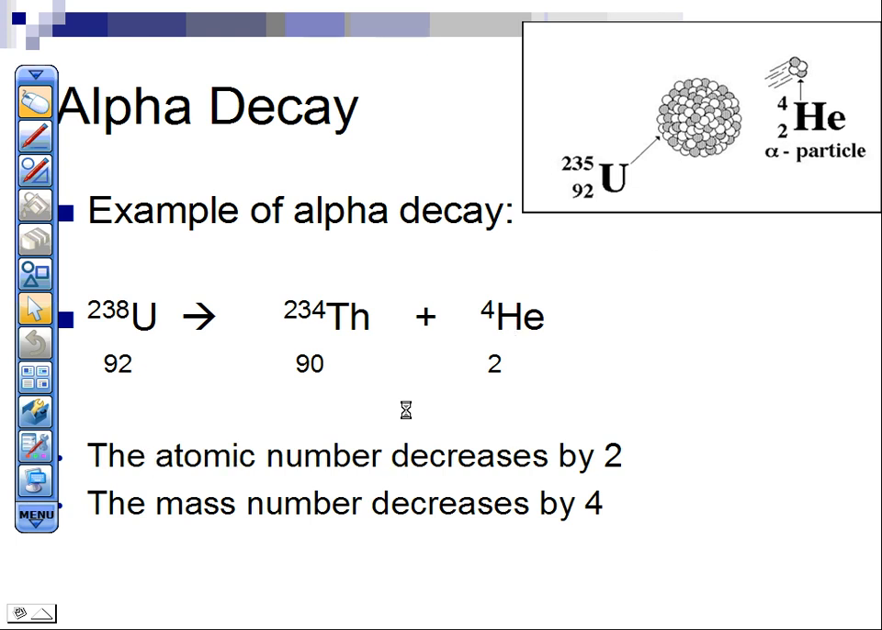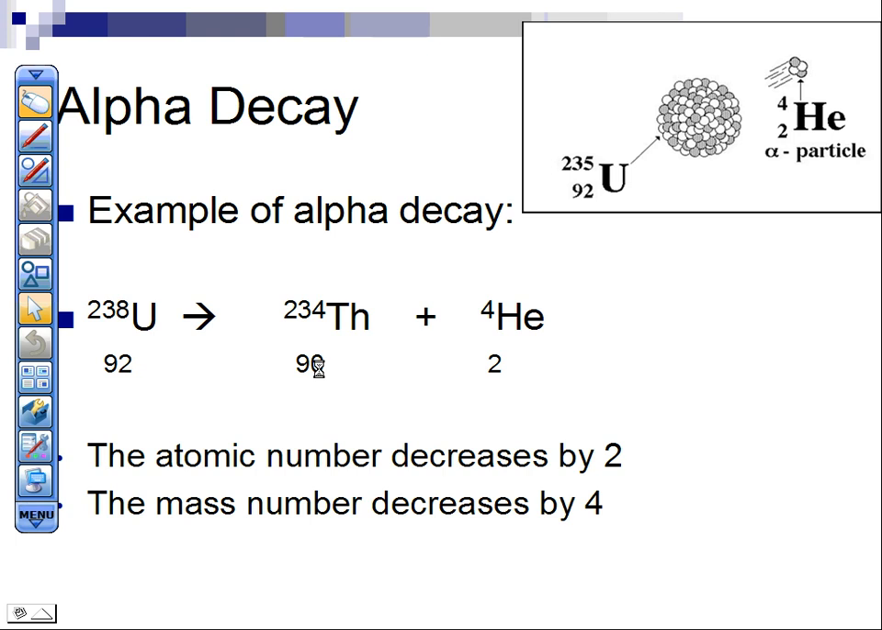Notice the atomic number of the daughter is 2 less, and the mass number is 4 less. So this is our daughter. This one's actually not stable either. Notice it's 90, so it would probably emit another alpha. They do more than one emission, maybe 4 or 5 alphas and then a couple of betas, but we're just doing one emission, the main emission.